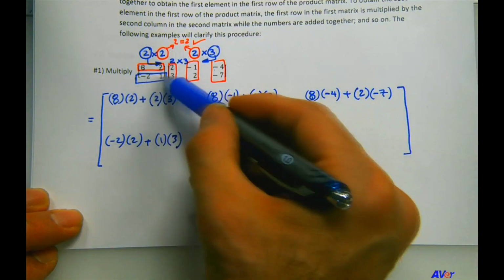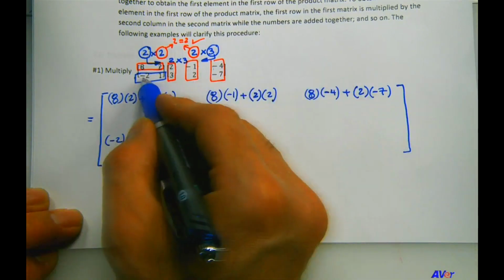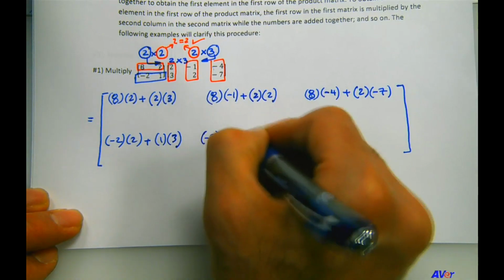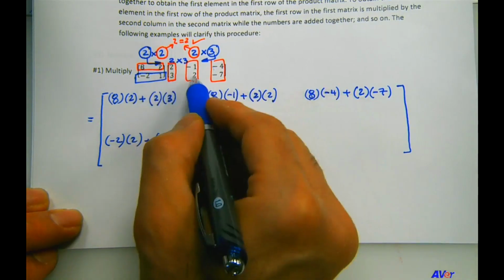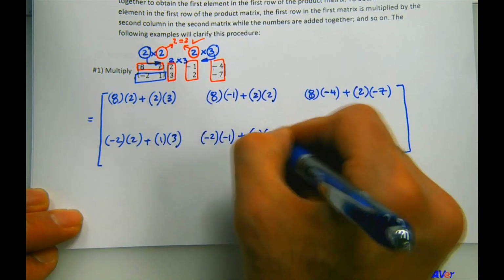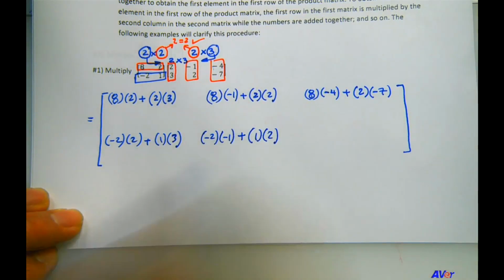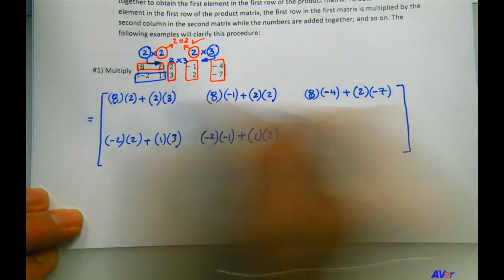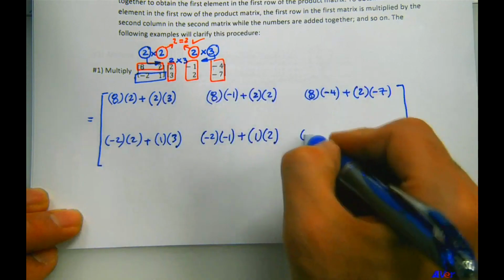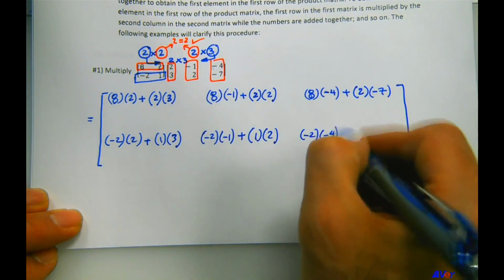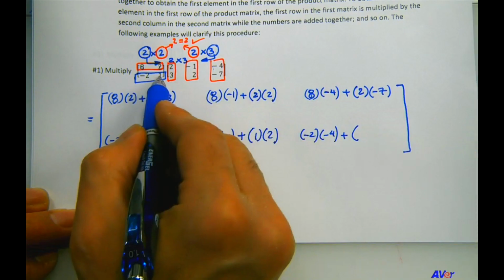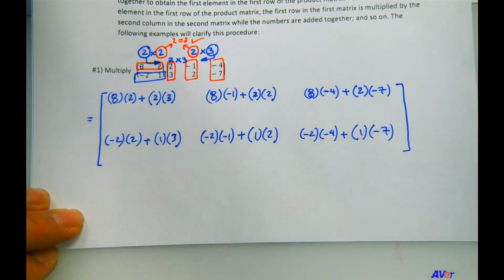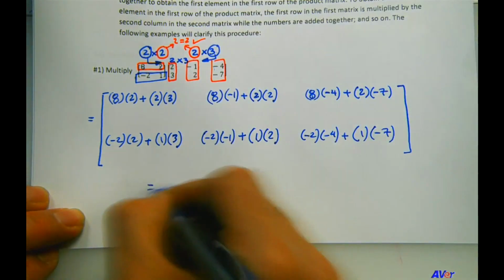Multiply the second row by the second column. Minus 2 times minus 1 plus 1 times 2. Okay, we're done with the second column. Let's move to the third column. Minus 2 times minus 4 plus 1 times negative 7. Okay, now let's simplify. So equals.